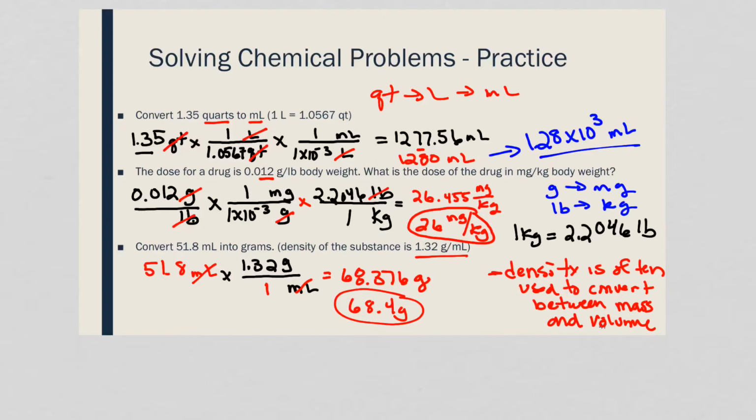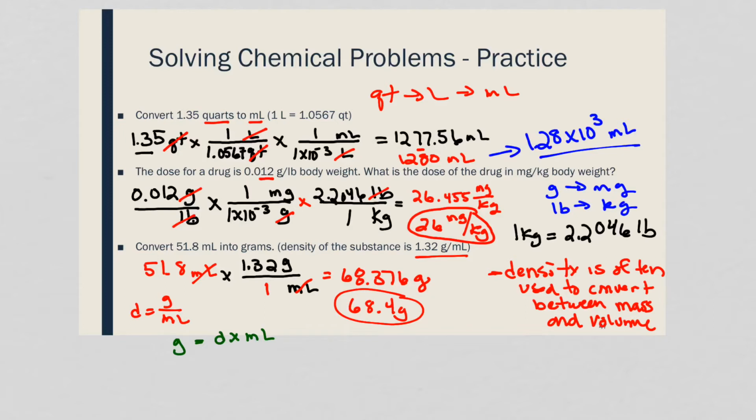So if you want to summarize how we're doing this, density equals mass per volume. That means if I want to get my mass, like I'm doing here, it is going to be my density times my volume. In other words, if I start with the volume, I've got to multiply by the density to get to my mass.